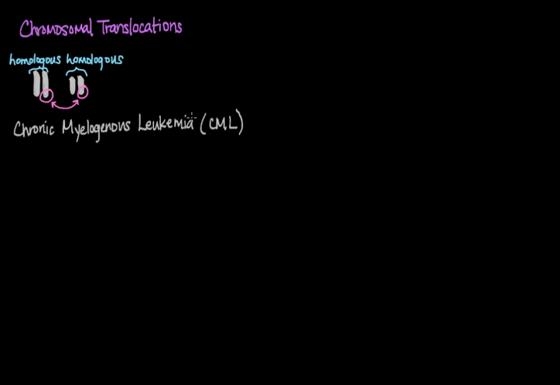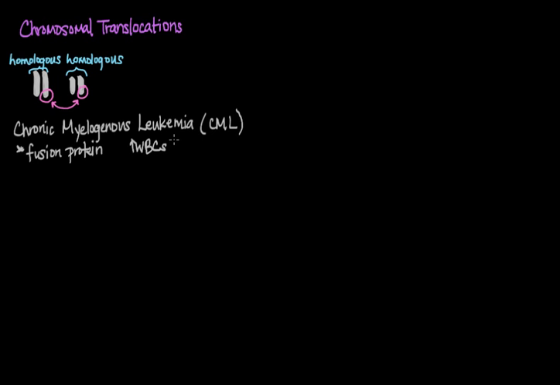So let's use CML as the prototype for an oncogenic translocation, in which the translocation occurs between two genes. And in the case of CML, this translocation leads to the generation of what's called a fusion protein. And CML is a type of leukemia. Specifically, it's a cancer of white blood cells. So there are increased white blood cells and white blood cell precursors in general.